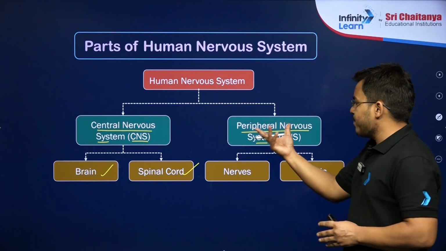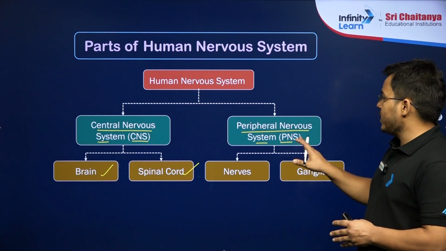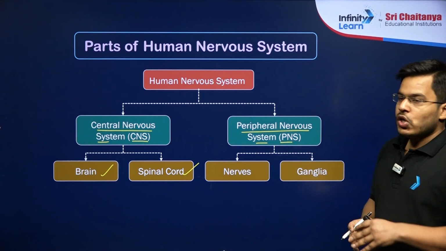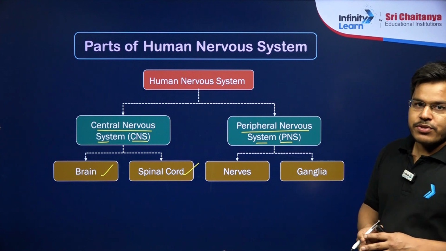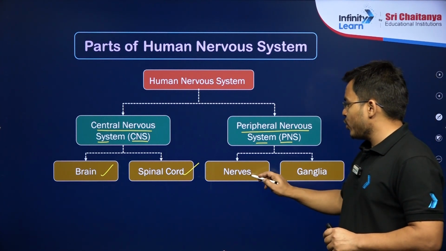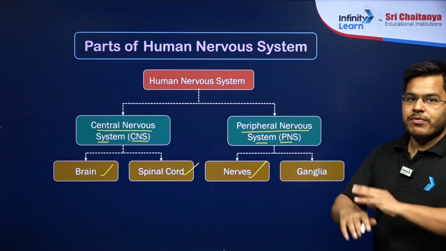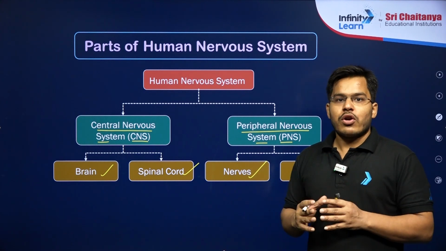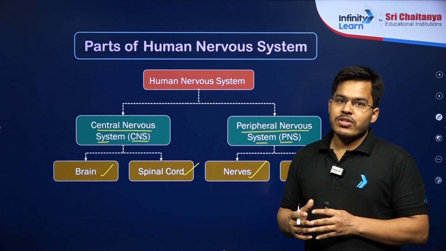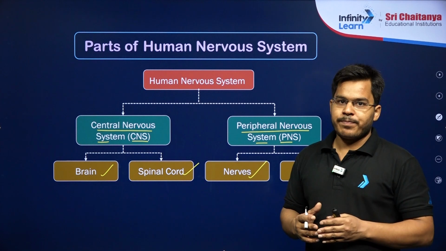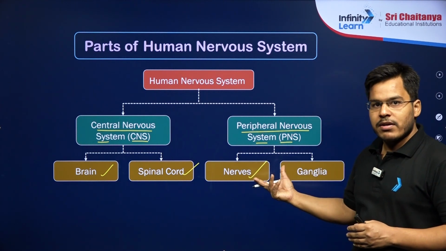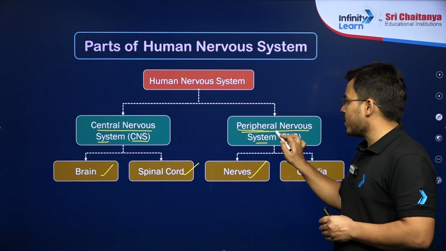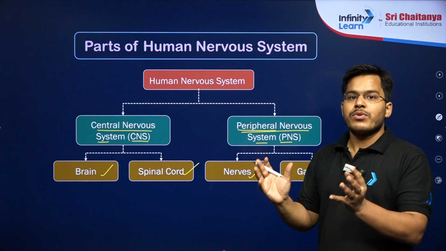Then students, we have the peripheral nervous system, which in short form we call PNS. If we talk about the peripheral nervous system, here we have two things. One is nerves, the different types of nerves, the bundles of neurons going all around our body and sending messages from one part of the body to another. These nerves are present in the peripheral nervous system, as the name suggests, peripheral. It means they are scattered all around the boundary.